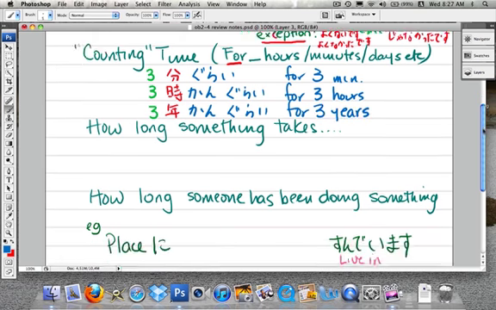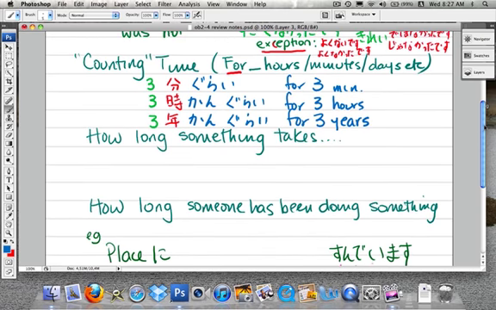When you're doing how long it takes to do something, we use a special verb, and that particular verb is kakarimasu. And kakarimasu means to take time, or it also means to take money. So we can say sanjikan gurai kakarimasu. It takes 3 hours to do that.